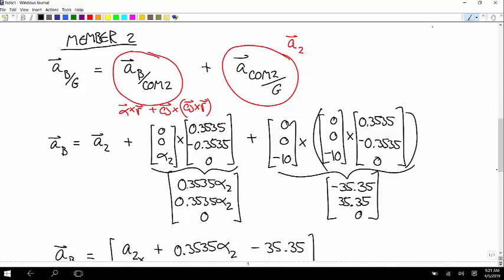So this one here is just the expression for the acceleration of that point B on member 2. But then once we got that, we did it for member 1, did it for member 2, and set them equal to say their accelerations have to move together because they're locked together.